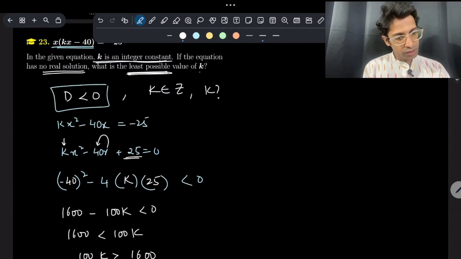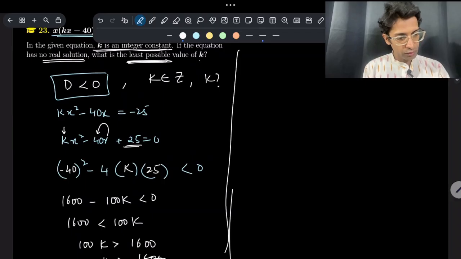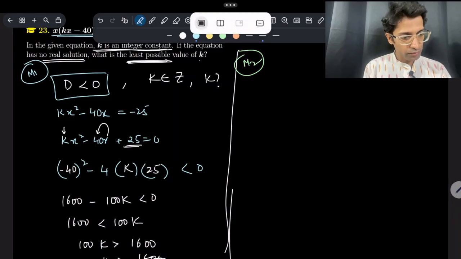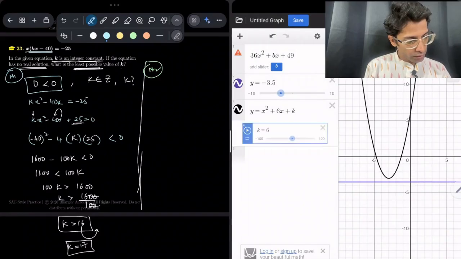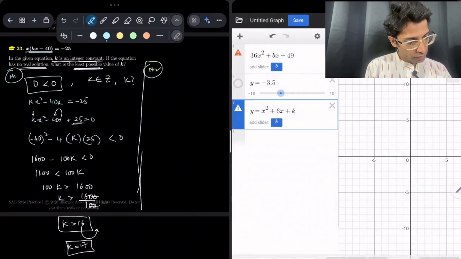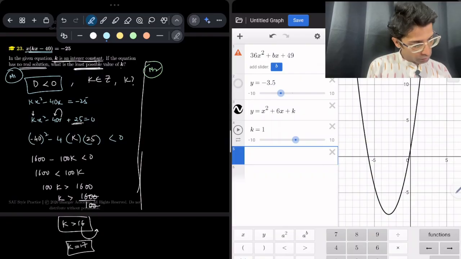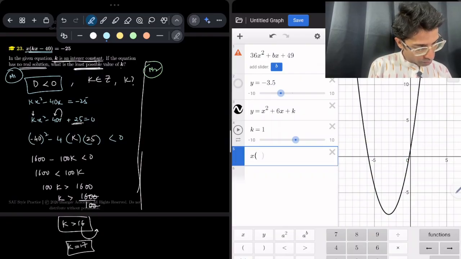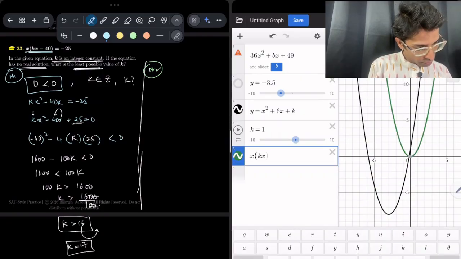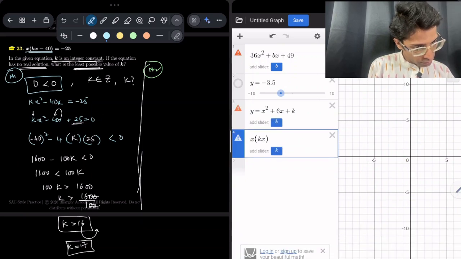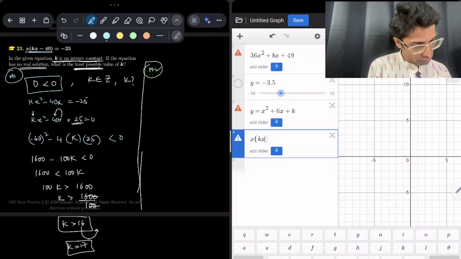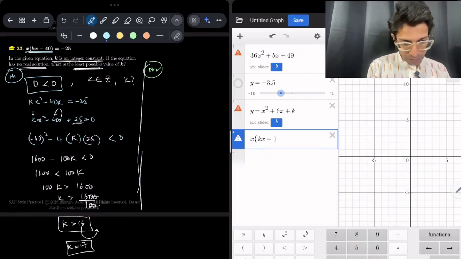Now let's do the same stuff using Desmos. This is method 1 using algebra and method 2 we'll do using Desmos. Let's go. So let me substitute this equation as it is and see what is going to come over here. So I want to erase the previous memories of k, if there are any. Yes, I have done it successfully so that it doesn't interfere with the existing answer.